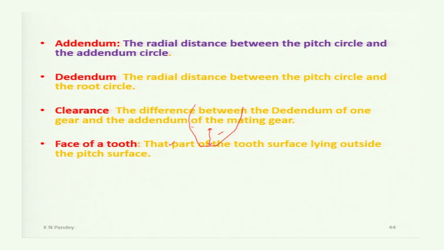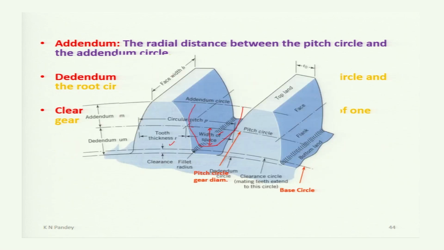Now, the face of a tooth is that part of the tooth surface lying outside the pitch surface. That means this is outside the pitch circle or the pitch surface. This part of the gear tooth is called the face.